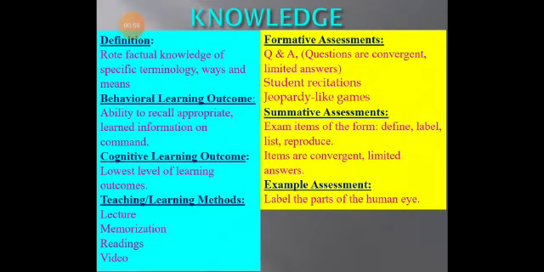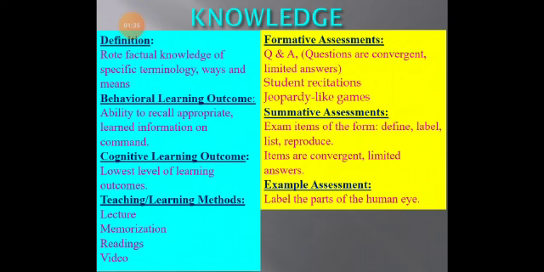Now we will discuss knowledge. Rote factual knowledge of specific terminologies, ways and means. Here the knowledge is actually based on rote memorization, and the behavioral learning outcome is the ability to recall appropriate learned information on command. What kind of learning outcome will be assessed in the personality of the student? Here the student will only be able to recall specific word formats, specific terminologies, maybe sentences, or any content which is based on rote memorization.